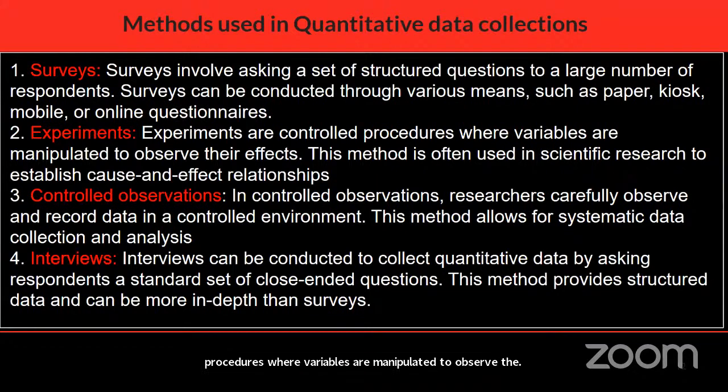This method is often used in scientific research to establish cause and effect relationships. Then we have controlled observation. In this observation, researchers carefully observe and record data in a controlled environment. This method allows for systematic data collection and analysis. Then we have interviews. Interviews can be conducted to collect quantitative data by asking respondents a standard set of close-ended questions. This method provides structured data and can be more in-depth than surveys.